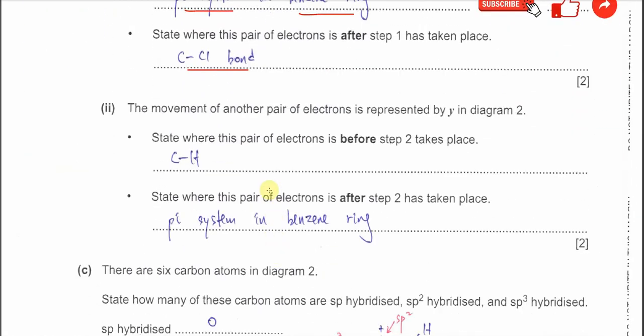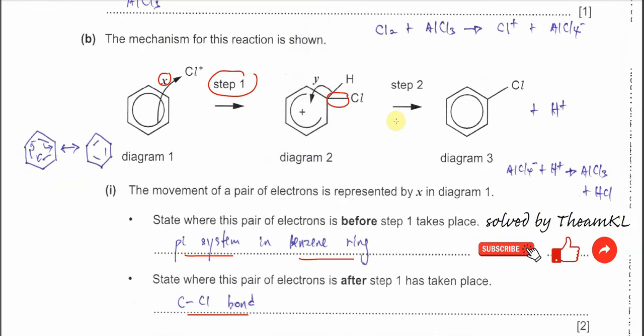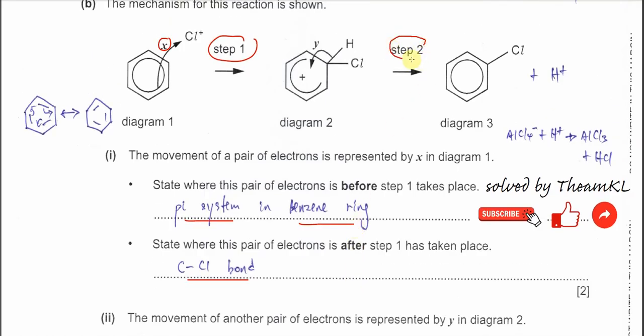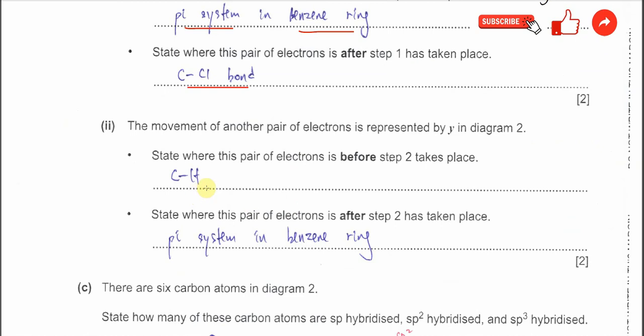Okay, part 2. The movement of another pair of electrons is represented by Y in diagram 2 here. So it's the intermediate. Now a C-H bond breaks, you see? The C-H bond breaks, and these electrons will move to the benzene ring, restoring the aromaticity, which means restoring the benzene ring. So before step 2, I see the arrow, the pair of electrons in this Y is in the C-H bond, you see. So you just put C-H bond.